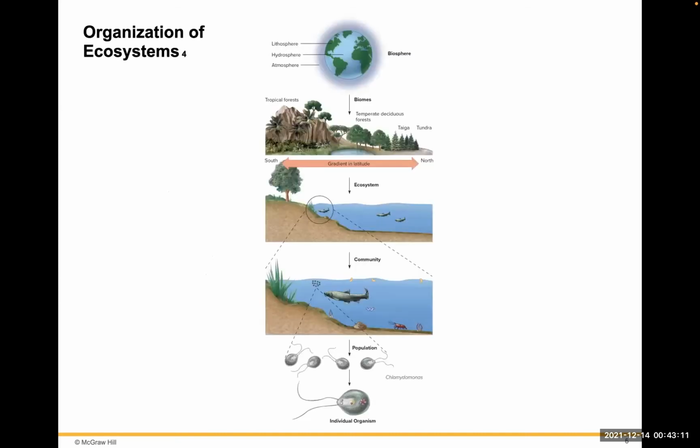That's a population. So here's the ecosystem we talked about: lithosphere, hydrosphere, and atmosphere. We have the biomes, different climate-controlled areas. You go from south to north, you have different ecosystems as the soil and the water merge together. Different organisms in that, different populations inside that. And each population can be brought down to an individual organism.